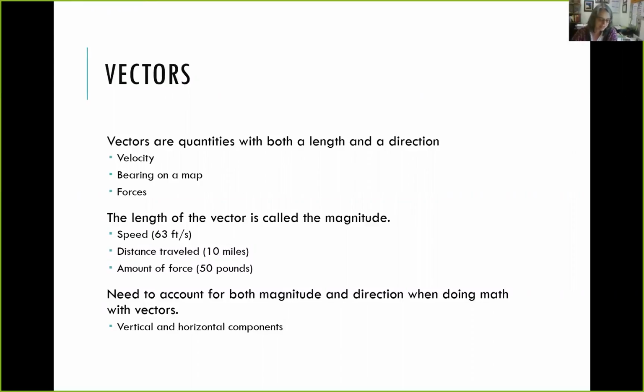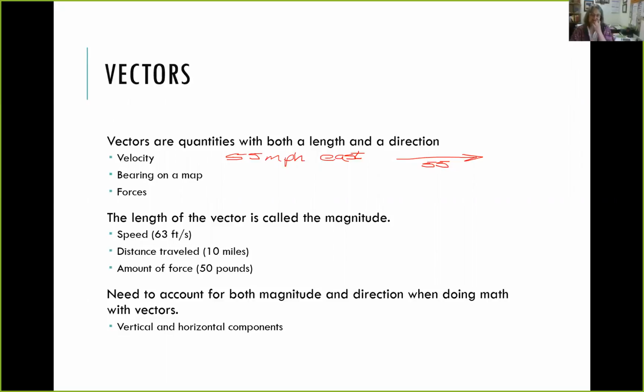Think, for example, about velocity. Generally, we talk about objects traveling or cars. Let's say you're going to Portland, you're driving at 55 miles per hour. But that doesn't really tell somebody anything about which direction you're going until you say east. So this is an example of a vector velocity, or velocity expressed as a vector. In other words, this velocity doesn't make much sense until we give it a direction and a magnitude. Bearing on a map, forces, these are all examples of vector quantities.